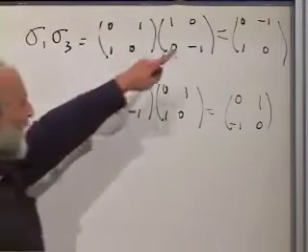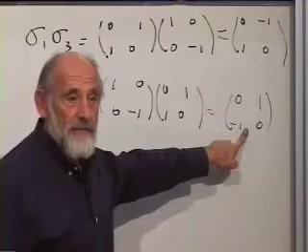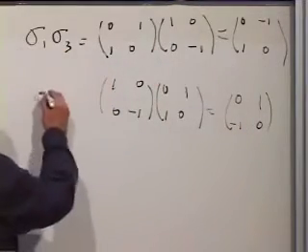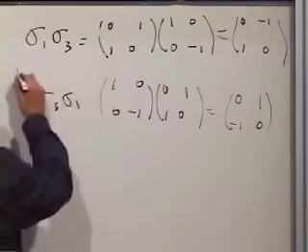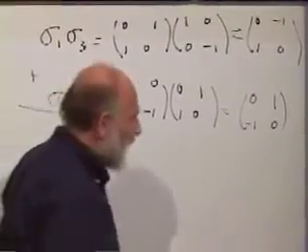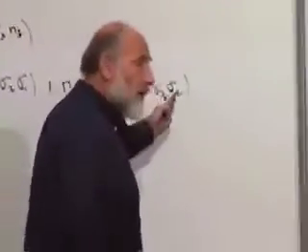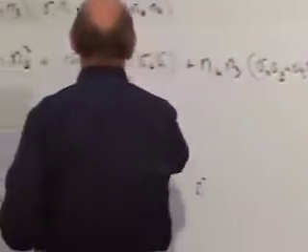So you notice when you multiply them in opposite order, you get exactly the same thing except for a minus sign. When you add these, sigma 1, sigma 3, and sigma 3, sigma 1, together, you get 0. The same is true for sigma 1, sigma 2, and sigma 2, sigma 3. So these are 0.